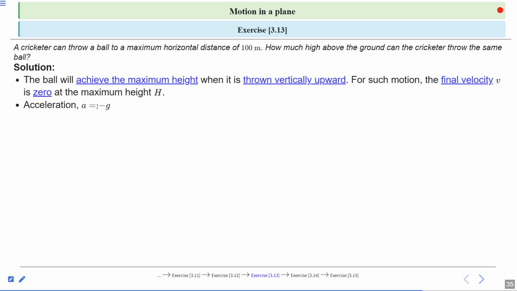So acceleration is equal to minus g. The direction is vertically downward. Using the third equation of motion, v square minus u square equal to minus 2gh. Here, the minus sign shows the motion is vertically downward.